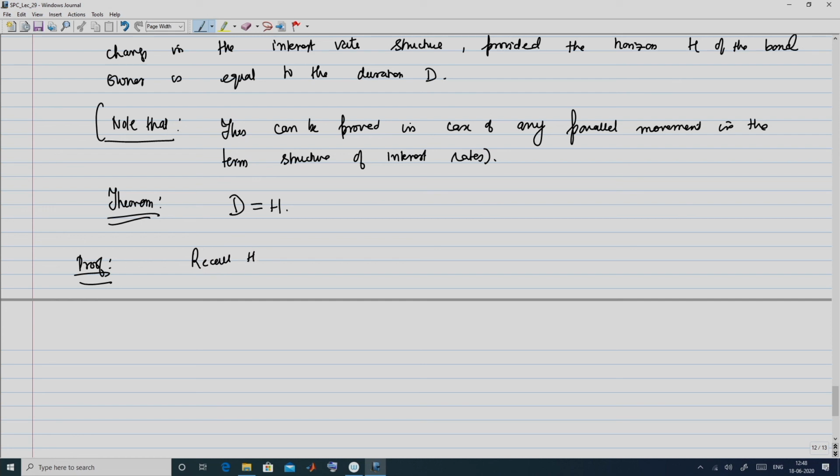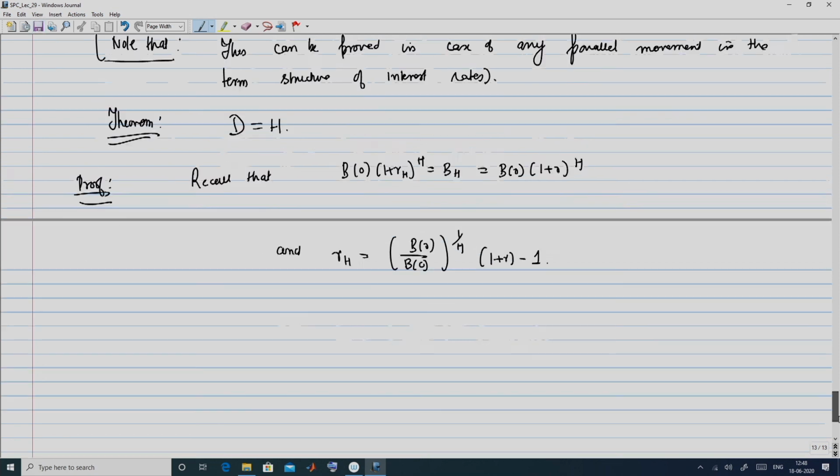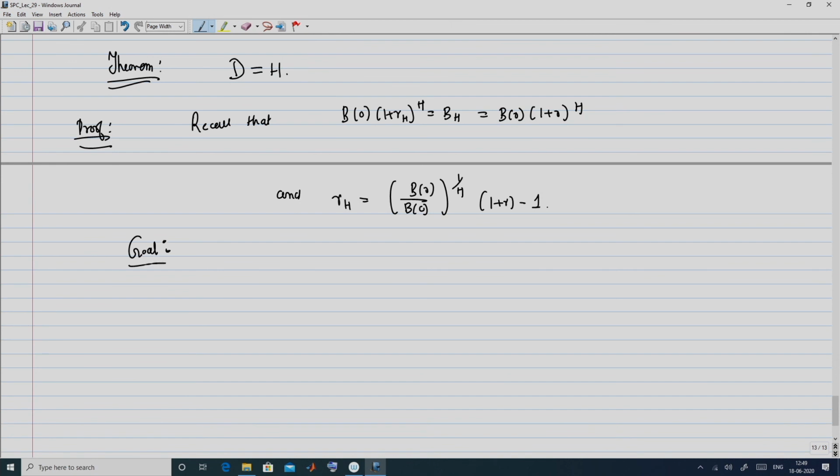Now, recall that we had B0 into (1 plus RH) raised to H was BH, and this was the same as B of R into (1 plus R) raised to H, and the other relation that we had was RH equal to (B of R over B0) raised to 1 over H multiplied by (1 plus R), minus 1. So, we recall these two relations. And what is going to be your goal? The goal is to minimize RH, which is equivalent to minimizing BH.